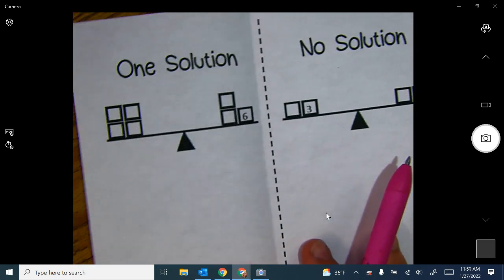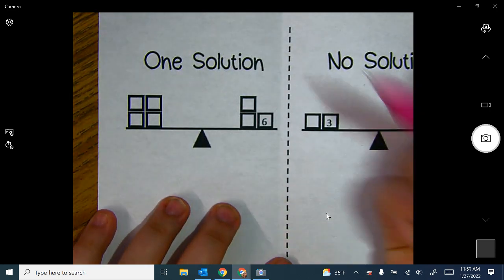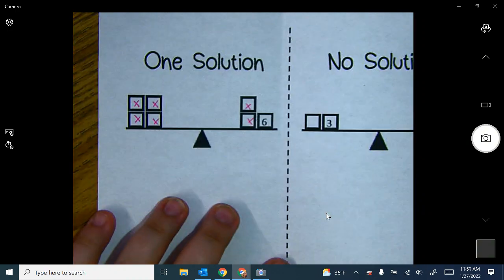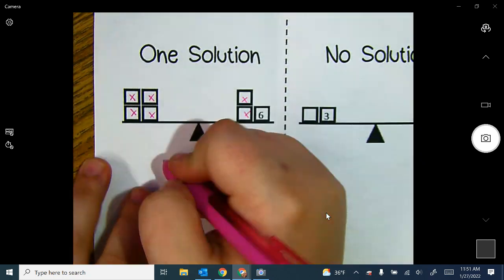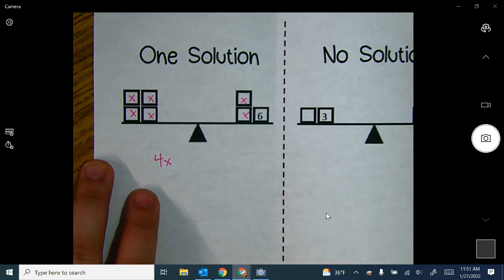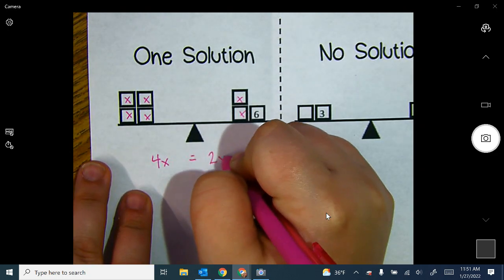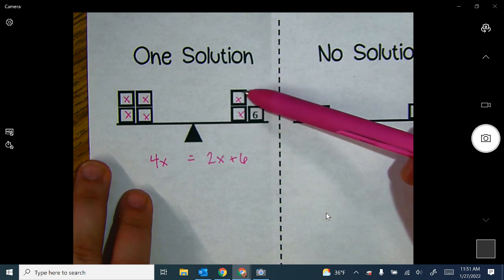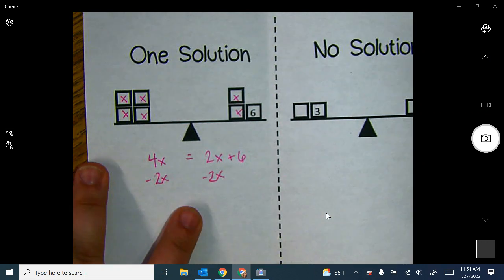Okay, so like I said, we've been doing ones that have one solution. So if I make all of these empty boxes an x, on my left side of the equation, I have 4 x's, so 4x, and that is equal to 2x plus 6. Now to solve this, I would do my matching sets and think, what do I have on both sides that I can take away? And I know that I have 2 x's on both sides. So I'm going to take away those 2 x's.